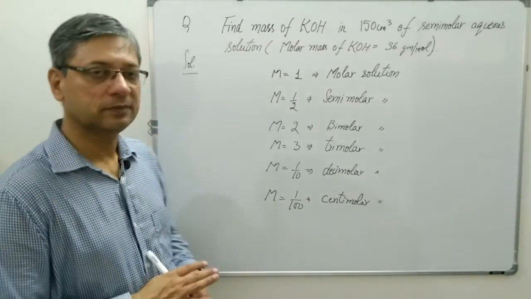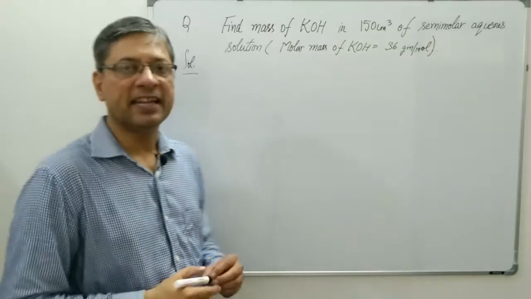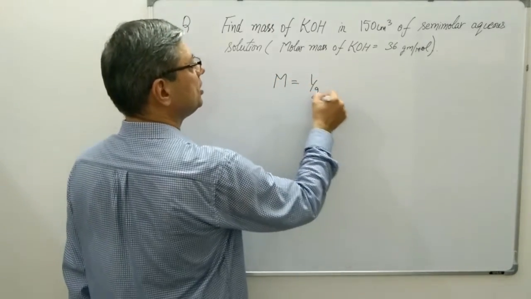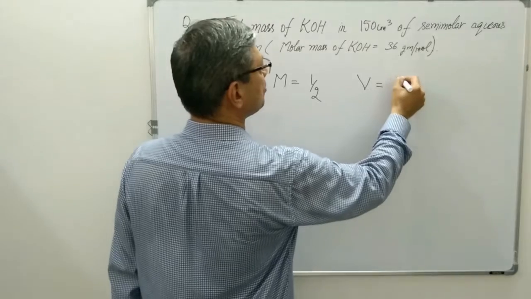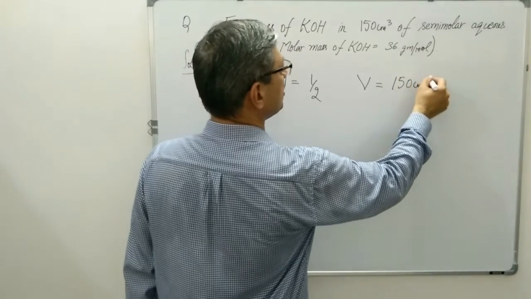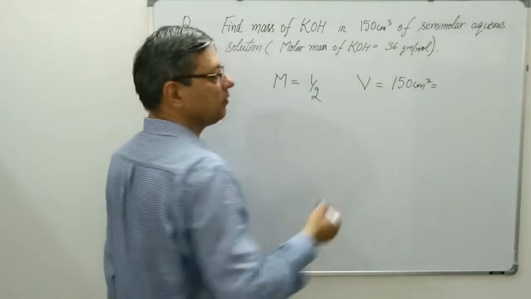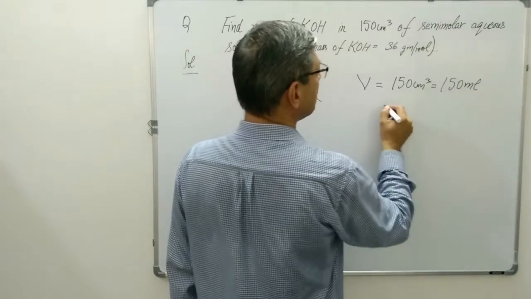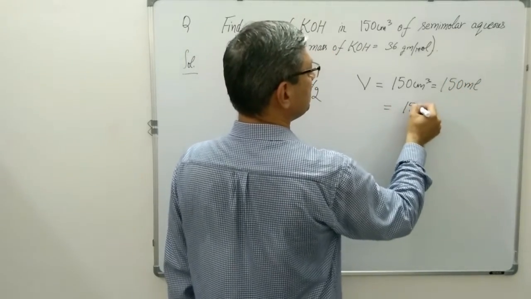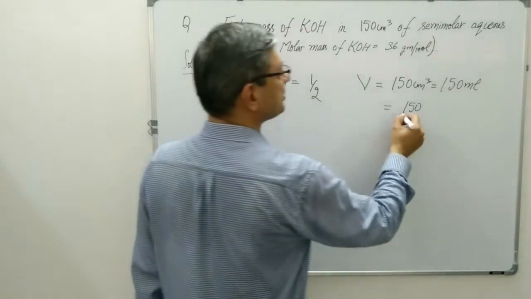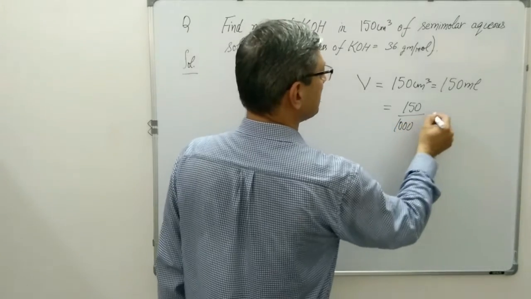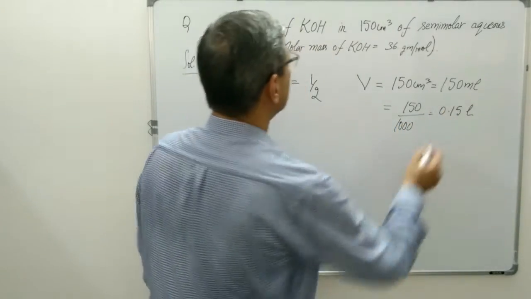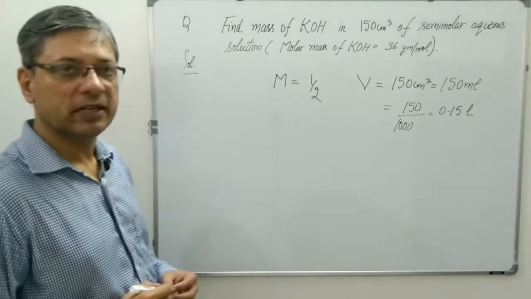Let's start with the question. Semi-molar means molarity is 1 by 2. M is equal to 1 by 2. We are also given volume is equal to 150 centimeter cube. 1 centimeter cube is equal to 1 ml, so it will be 150 ml. Convert into liters, it will be 150 upon 1000 liters. That is 0.15 liters. We have to find mass of potassium hydroxide.